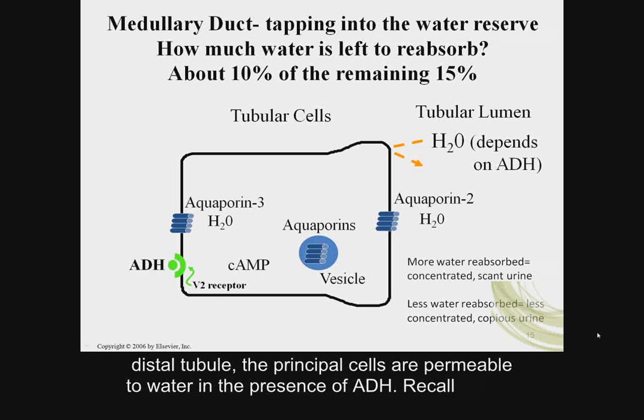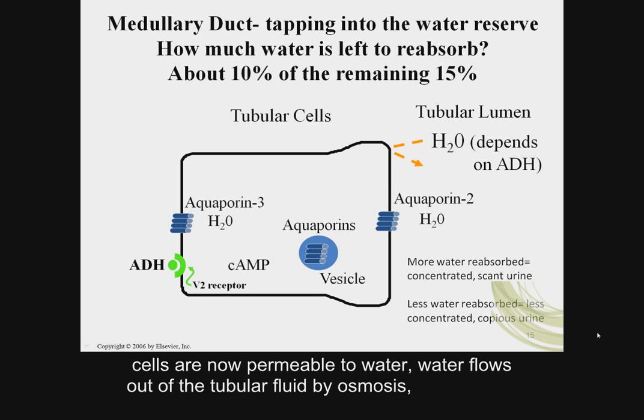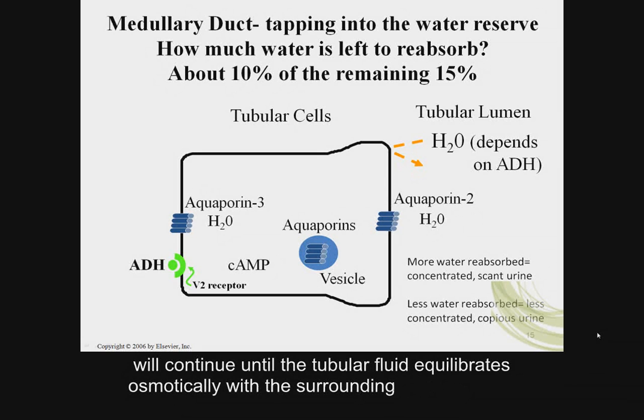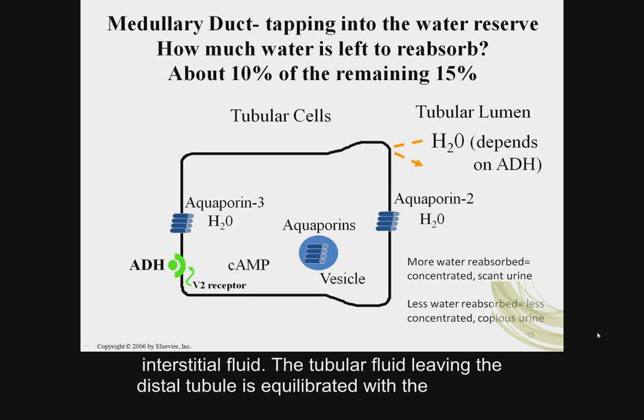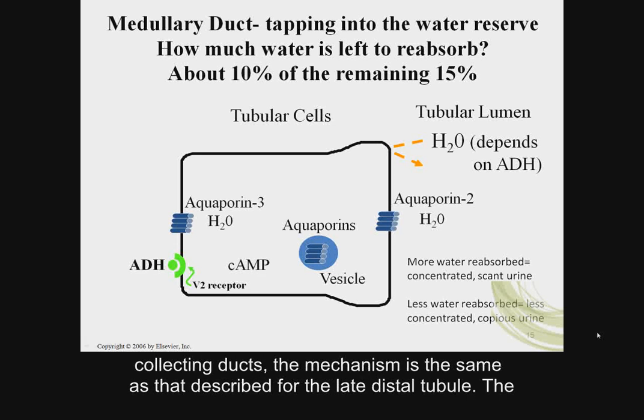In the late distal tubule, the principal cells are permeable to water in the presence of ADH. Recall that fluid entering the late distal tubule is quite dilute, about 80 milliosmol. Since the cells are now permeable to water, water flows out of the tubular fluid by osmosis, driven by the osmotic gradient across the cells. That is, it is reabsorbed. Water reabsorption will continue until the tubular fluid equilibrates osmotically with the surrounding interstitial fluid. The tubular fluid leaving the distal tubule is equilibrated with the interstitial fluid of the cortex, and it has an osmolarity of about 300 milliosmol.